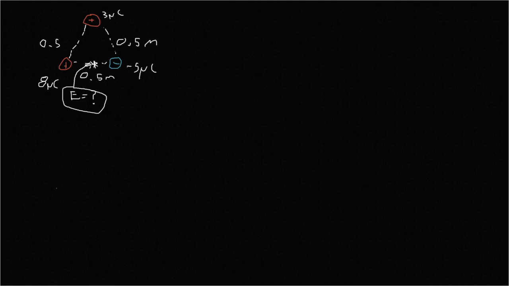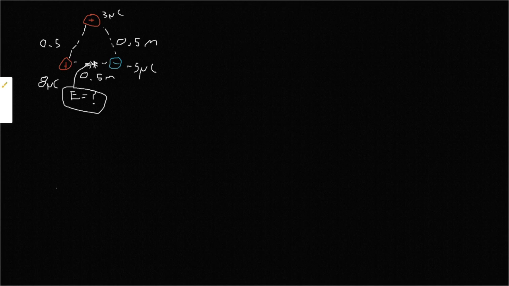Alright, so let's do an electric field problem for AP Physics C, electricity and magnetism. Here we go. We have a triangle with three charges, all with different values, and we are going to try and find the electric field. We're going to divide this into two: the electric field in the x direction and the electric field in the y direction.